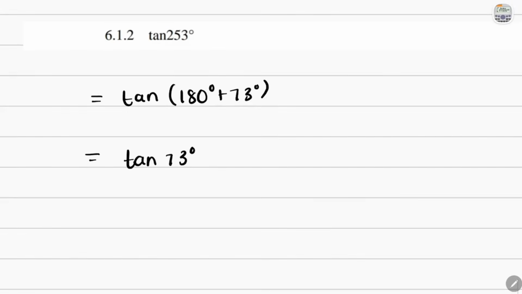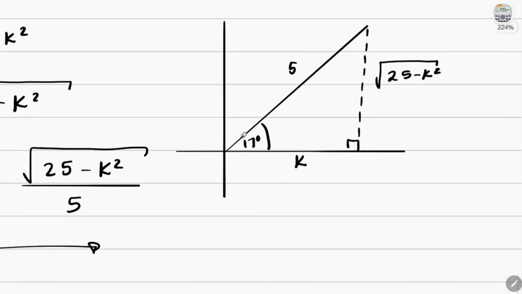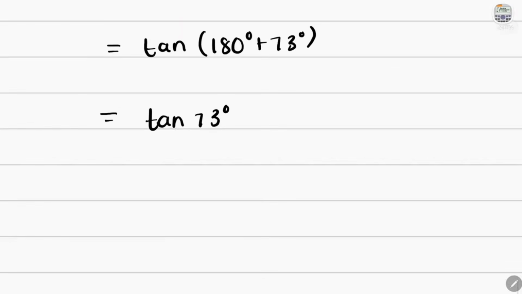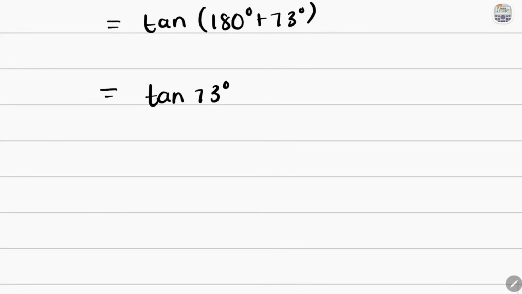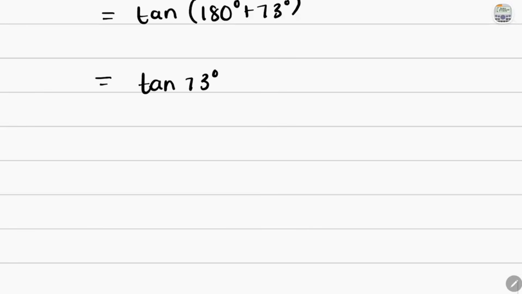Okay, now we have 73 degrees. Remember, this is a diagram with a reference angle of 17 degrees. So everything needs to relate to 17 degrees. How does 73 relate to 17? Well, if you add them together, 73 plus 17, do you see that you're going to get 90 degrees? Now, remember, this is for 3 marks. You could go the long route, which would be to convert this into sine and cos, and then use cofunctions. But that would take a while.